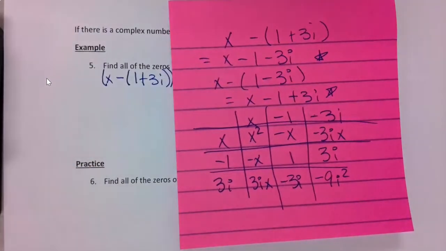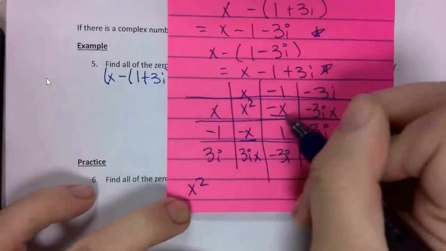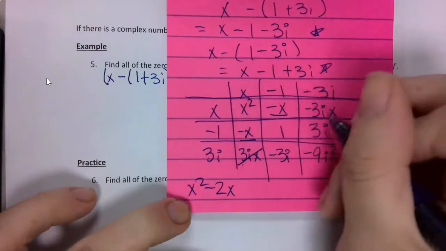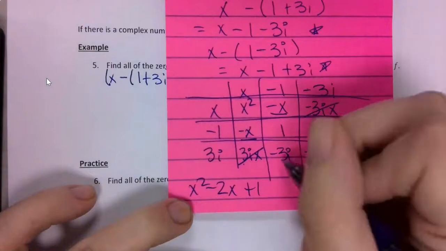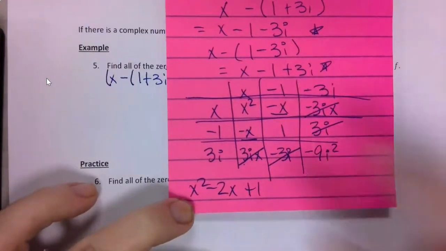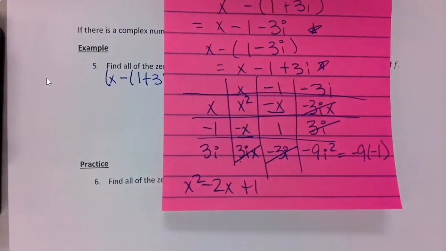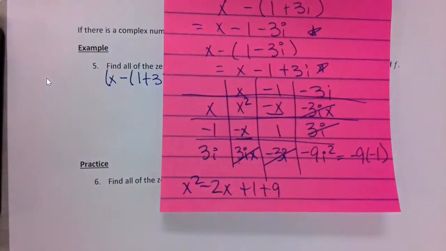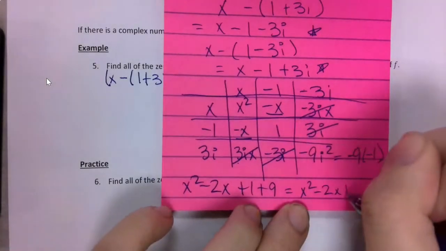Then I want to go ahead and combine like terms. So I have my x squared. Then I have negative x and negative x gives me negative 2x. I have 3ix and negative 3ix, so those two cancel out. I have 1. I have negative 3i and 3i. Again, those cancel out. I have negative 9i squared. Remember, when I have an i squared, this means it's really negative 1. So I have negative 1 times negative 9. This gives me positive 9. Then I want to combine like terms. So I have x squared minus 2x plus 10.